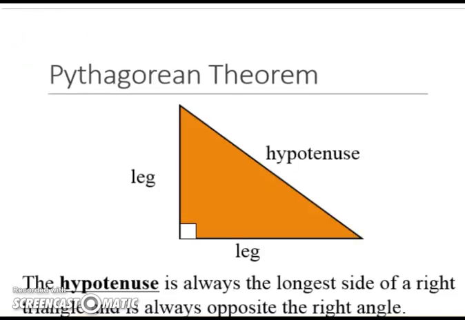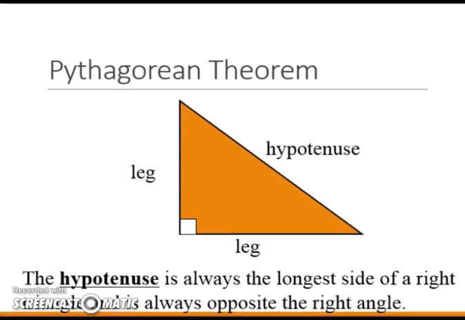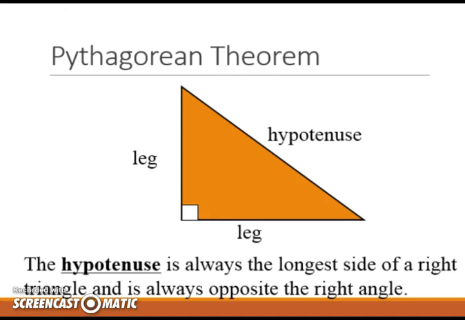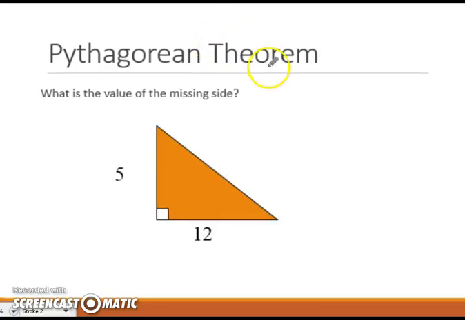So looking at an example of how we use the Pythagorean theorem, we have two leg lengths, and the hypotenuse represents the longest side of a right triangle, and it is always going to be opposite of that right angle. And just a review of how we use the Pythagorean theorem.